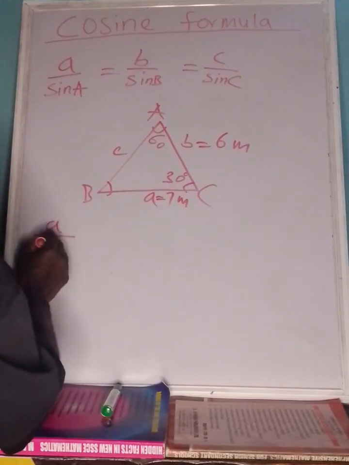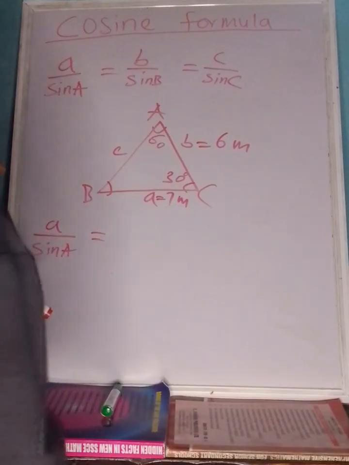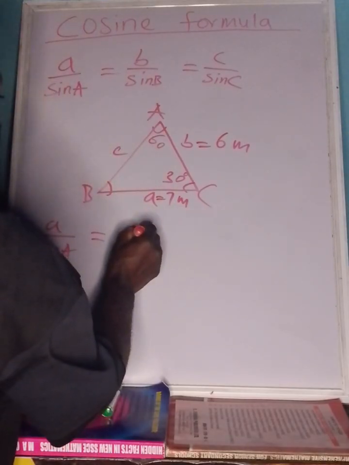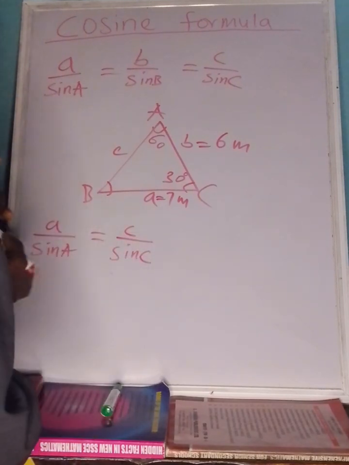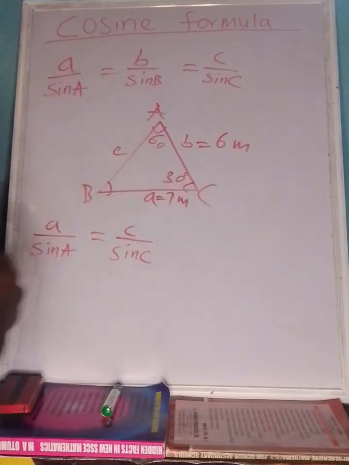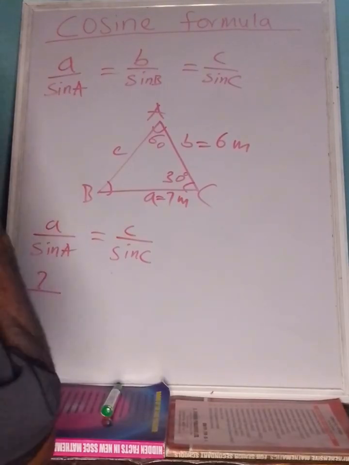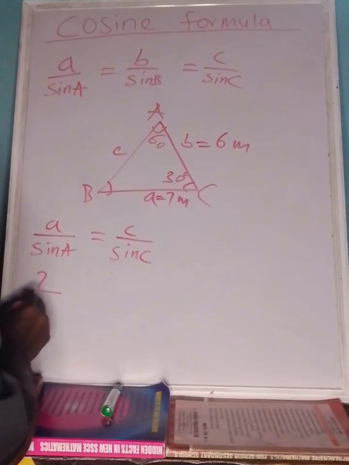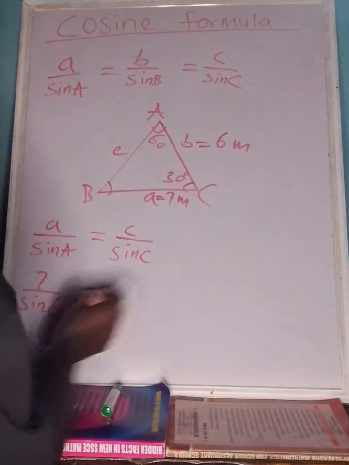You can simply say, a divided by sine A is equal to c divided by sine C. We are working with angle A and side a, angle C and side c. In this case, remember that our side a is given to be 7 meters, divided by sine of 60 degrees, because it is given, is equal to what?